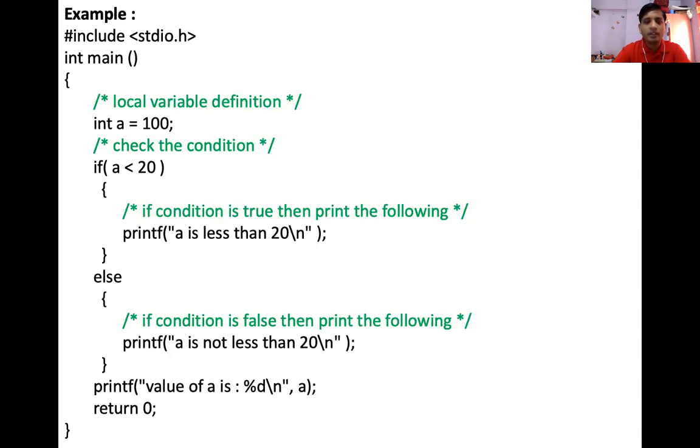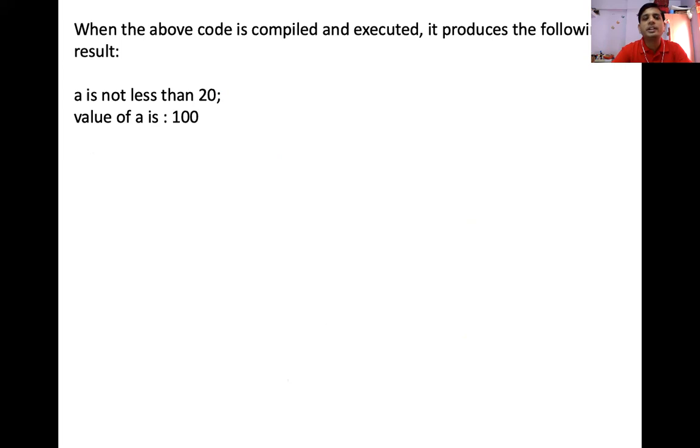Now here the value of a is 100. Is 100 less than 20? The condition is false. If the condition is false, it will go to the else part and execute "a is not less than 20". And after that, the next compulsory statement prints the value of a is 100. Okay, so your output is "a is not less than 20" and the value of a is 100. Got it? Understood? Yes, sir. It is very easy actually.